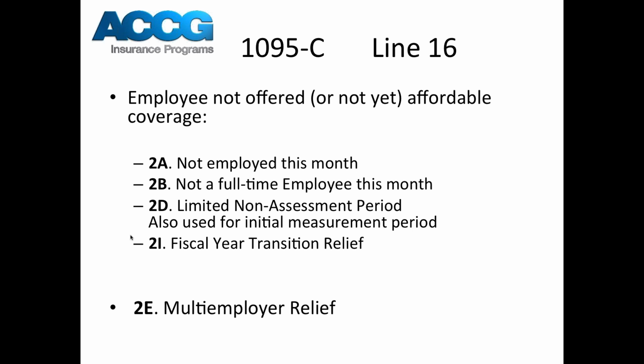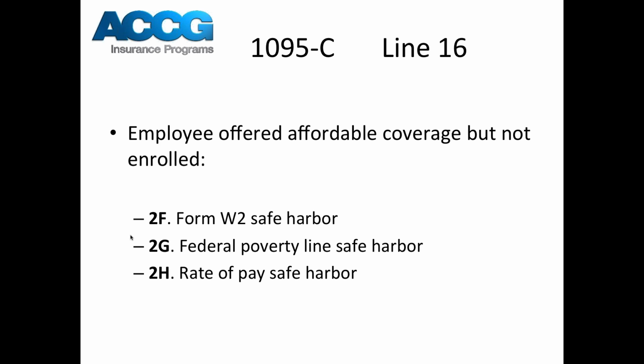You're going to use code 2B for somebody who's not a full-time employee this month. So if somebody's Hamlet and they don't know if they're 2B or not 2B, they're a part-time employee and you use code 2B, and that's why you didn't offer them affordable coverage. And again, not full-time means less than 30 hours a week.